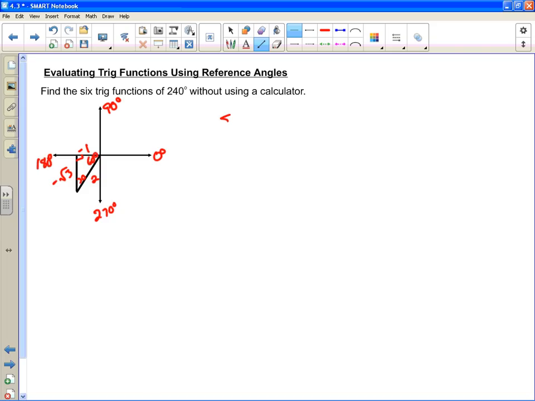And now I can find the 6 trig functions using opposite over hypotenuse and all of that stuff, because I know that my reference angle is 60 degrees. I know that that's what's important, is that this angle inside of my triangle is 60 degrees. So sine is square root of 3 over 2, but it's negative. Cosine is -1 over 2. Tangent is negative square root of 3 over -1, which is actually just positive square root of 3.